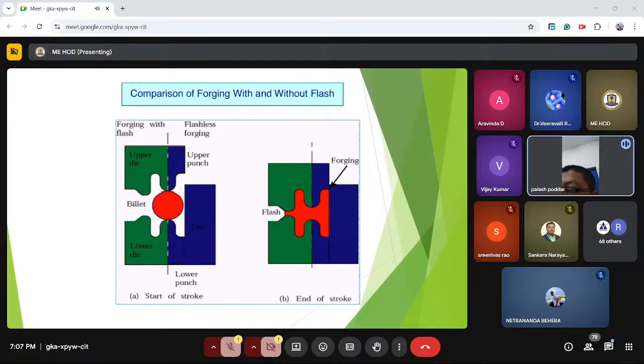This is called the upper punch, and this is called the die. So force will be applied from the top, and we can see both sides, flash side and flashless side. So this is the start of stroke and this is the end of stroke.